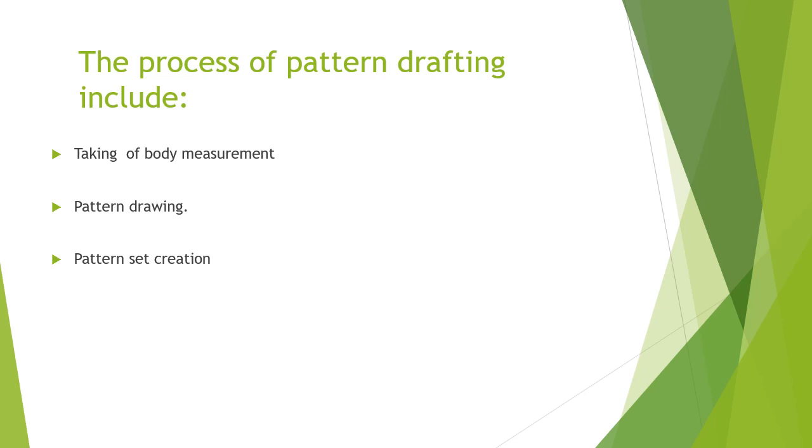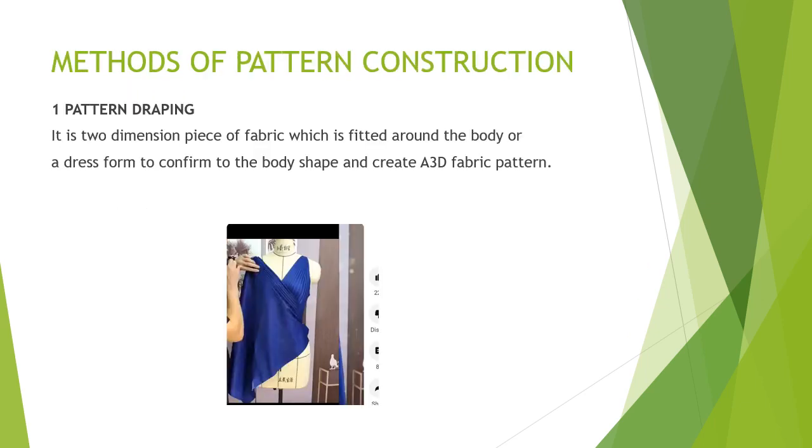that you want. Okay, so there are various methods of pattern construction or pattern drafting. Today we are going to look at about 5 methods of pattern drafting. Let us start with the first one, which is pattern draping. What is pattern draping? It is a two-dimensional piece of fabric which is fitted around the body or a dress form to conform to the body shape and create a three-dimensional fabric pattern.